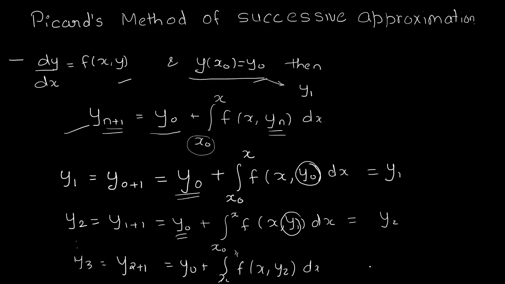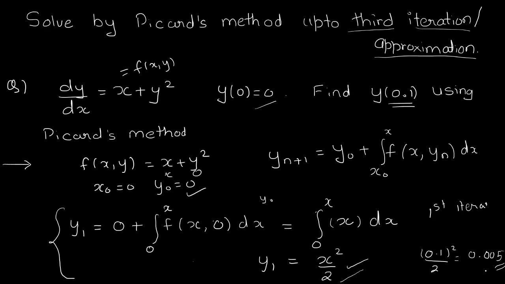In this Picard's method, we assume that as you go on doing more and more iterations, your answer becomes much more perfect. Okay, so this answer which we are getting, 0.005, is not a perfect answer according to Picard's theorem. Okay, and the question is to find up till the third iteration. So what we will be doing, we'll be finding y1 here. It is not required to substitute the value. So y1 equal to x square by 2 is the equation we have got.